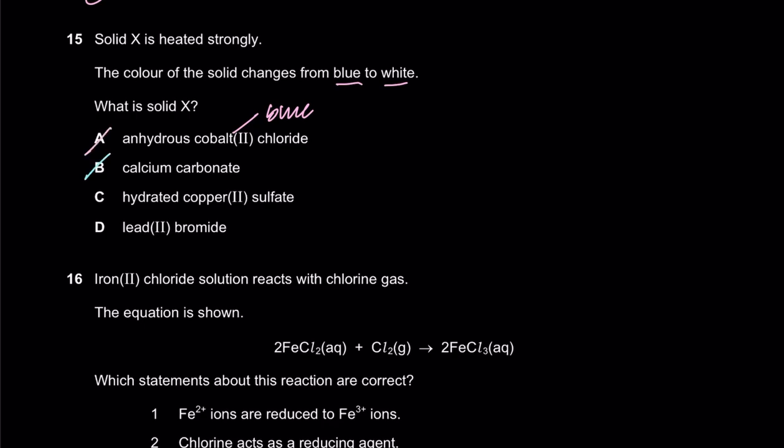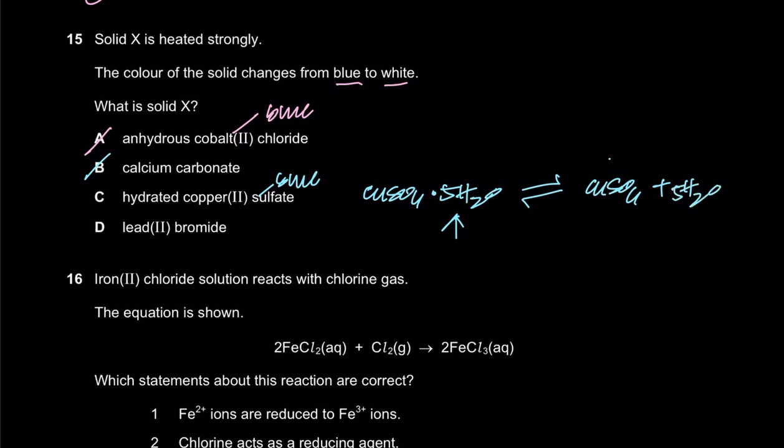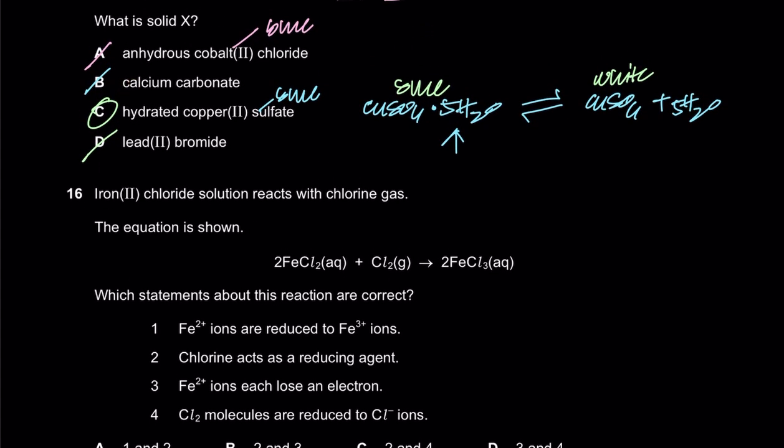Calcium carbonate: I have not studied anything like that for calcium carbonate, neither have I taught anything like that. Hydrated copper sulfate: yes, sir. Hydrated copper sulfate is actually blue, and if you strongly heat it, copper sulfate dot 5H2O, that's hydrated copper sulfate, the water molecules are going to evaporate. It's going to become anhydrous, and obviously anhydrous copper sulfate is white, so that's blue and that's white. C is correct. And D, I have not studied anything like this. So B and D were wrong off the bat. You just have to check between A and C.